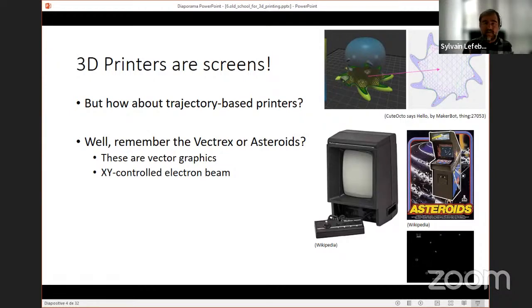And here I'm showing two examples, which is the Vectrex game console and the Asteroid arcade cabinet. And in both cases, these are using vector graphics, where an XY controlled electron beam is directly drawing lines onto the screen. So the basic primitive is not a pixel, but it's actually a line. So it's quite interesting to see how, in fact, these trajectory-based printers are really relating to the early graphics from the 70s and the early 80s, and to all the algorithms that were developed during this time.